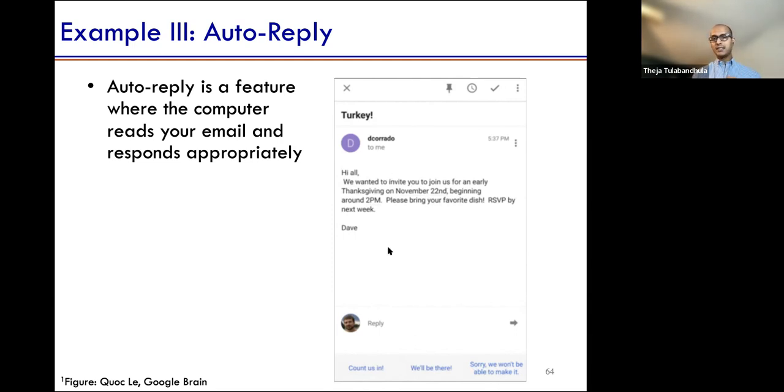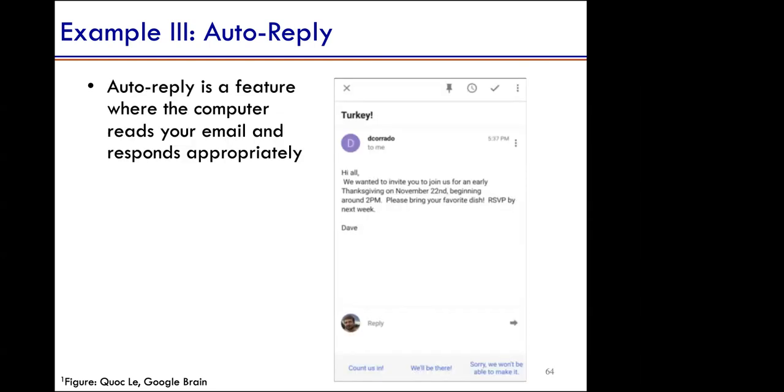So you can see that given this text input, we're producing a 3 length output, which is count as in. We're also producing some other examples like, sorry, we won't be able to make it, and so on. Okay. So that's an example of variable length input and variable length output.